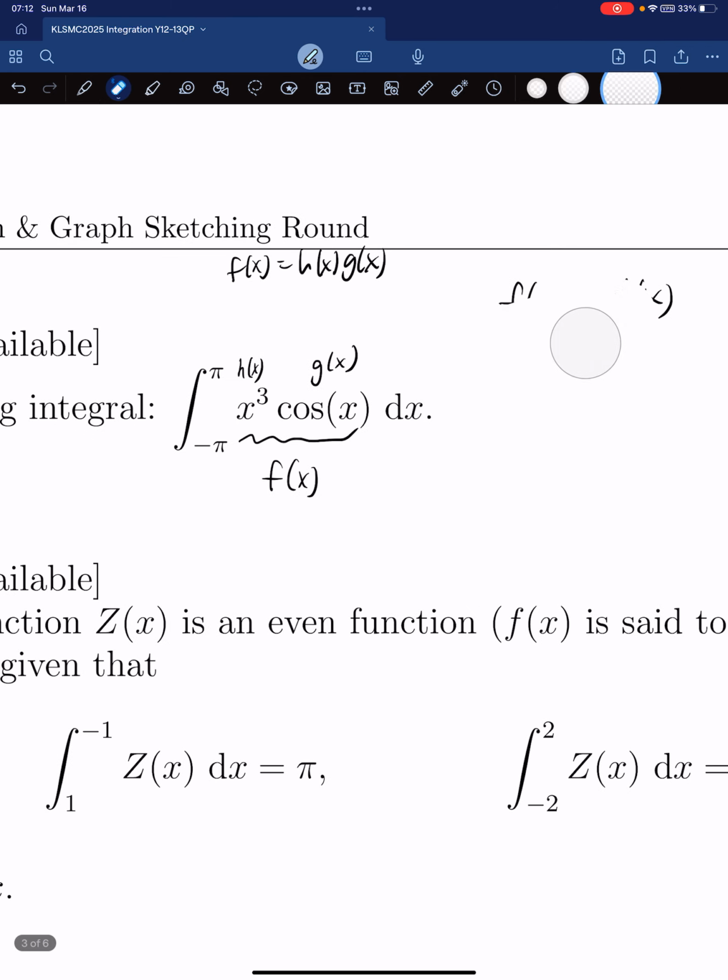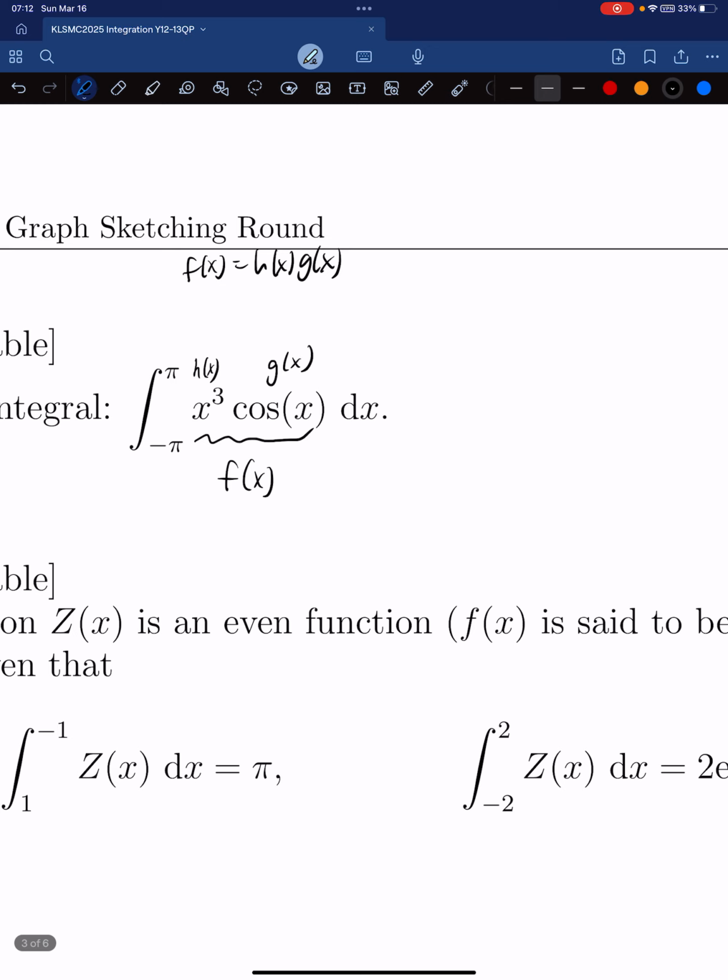The graph for x cubed looks something like this. It should be an odd function, because if we consider negative x to the power of 3, it essentially equals negative x cubed. So it follows the property that f of negative x equals negative of f of x. Because x cubed, our h of x, follows this property, we call h of x odd. So h of x is odd.